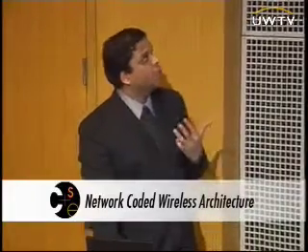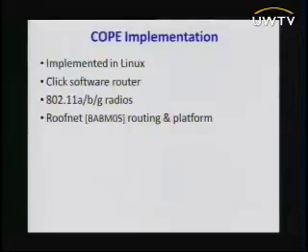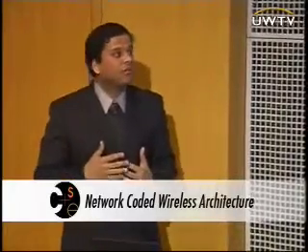So we implemented COPE in Linux using the Click software router. And the current implementation of COPE works with 802.11 radios. But the idea of COPE itself is independent of the underlying radio technology. So we deployed it using the RoofNet platform, and the routing algorithm we compare it against is based on the same RoofNet mesh platform. So how does COPE perform in practice?